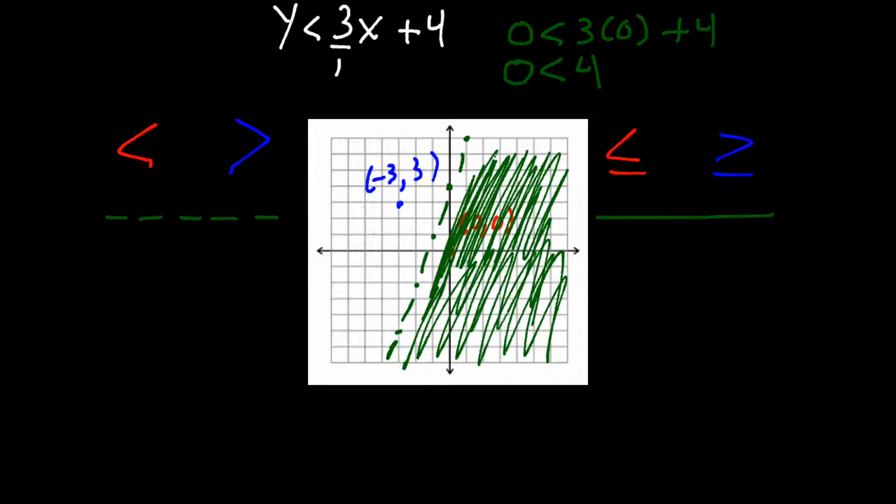So if I plug those in, 3 is less than 3 times -3 plus 4. That's going to give me 3 is less than -9 plus 4. 3 is less than -5. And hopefully you can see here 3 is not smaller than -5. This is a false statement. So I know this side does not satisfy the inequality. Only this side does.